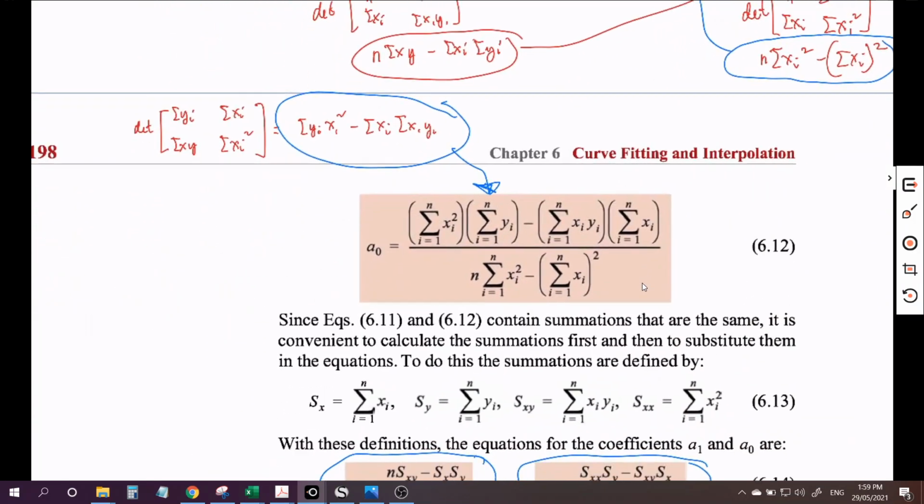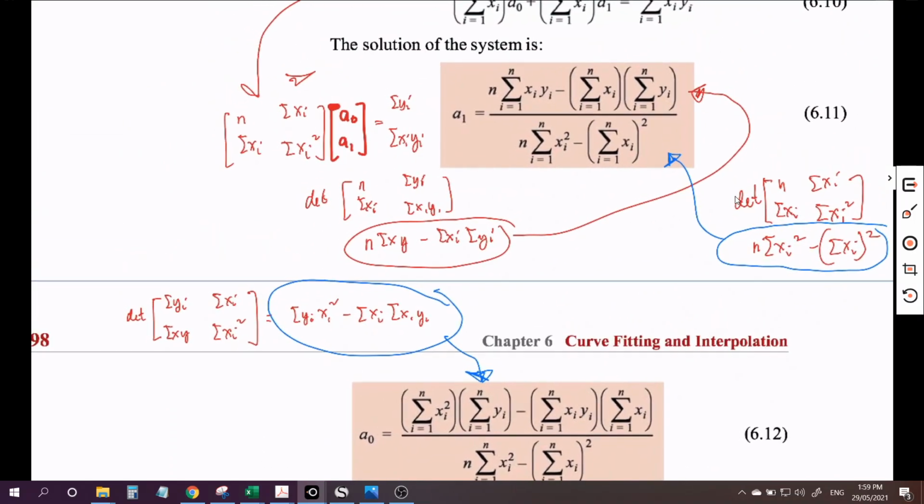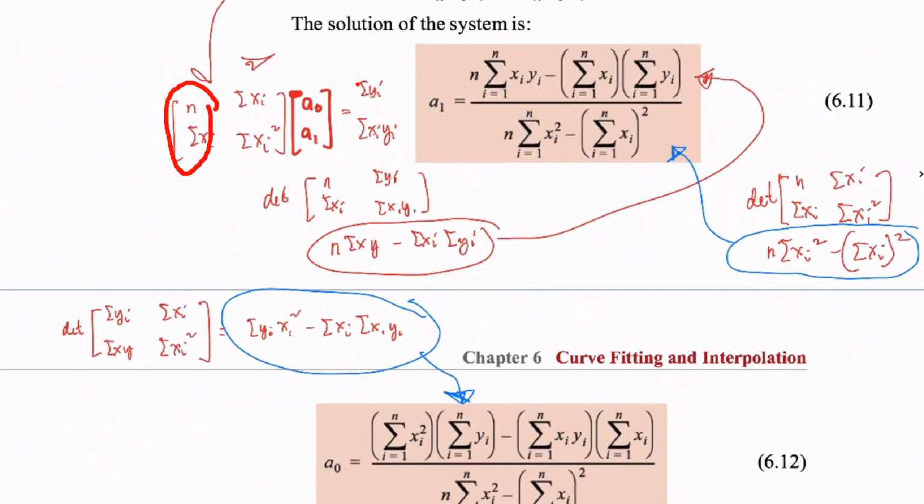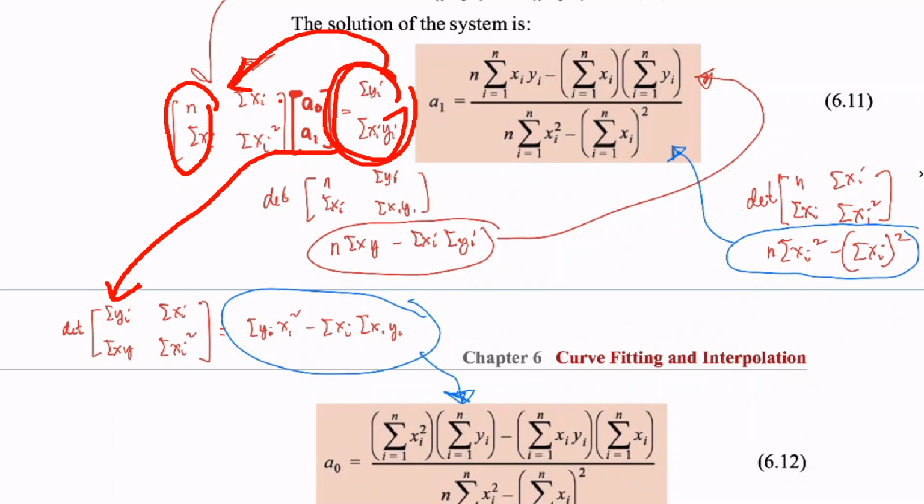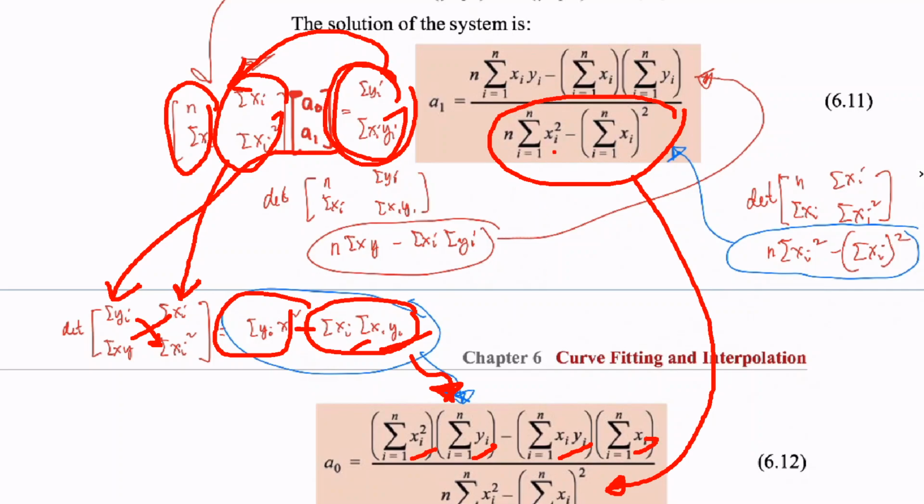So to get a sub naught or a0, same procedure, but this time you will replace this first column by this column. That's why you have this. This column will be your first column here, and this is intact here. Then find the determinant. So that's your numerator: summation yi, summation xi squared, minus summation xy times summation xi. And your denominator is still the same: n summation xi squared minus summation xi, then overall squared.